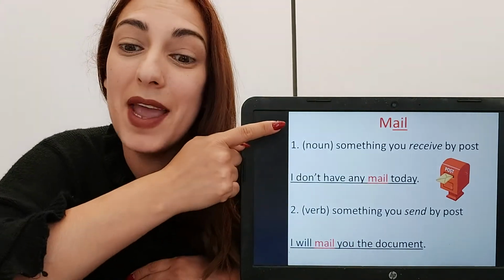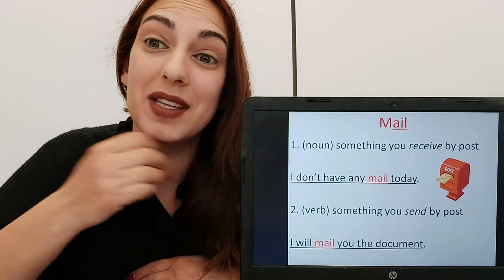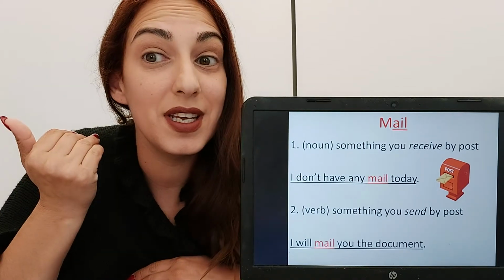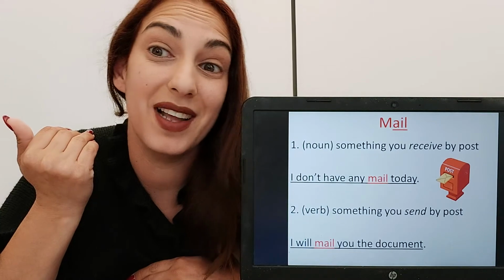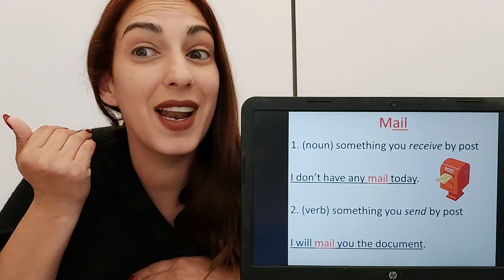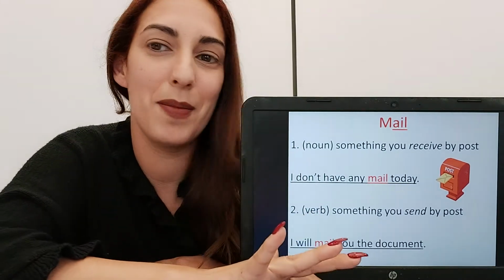Mail. Mail with A-I-L means to send or receive something by post. Could be a letter, could be a parcel, anything. Now let's look at the other male.